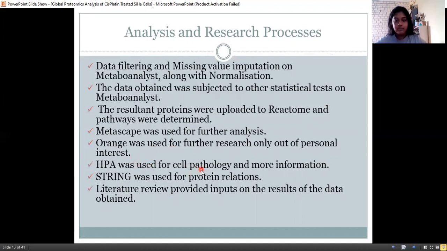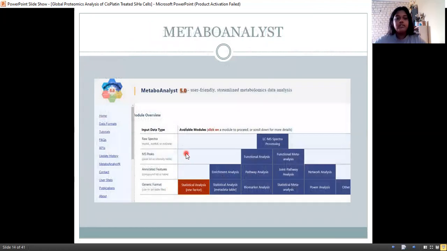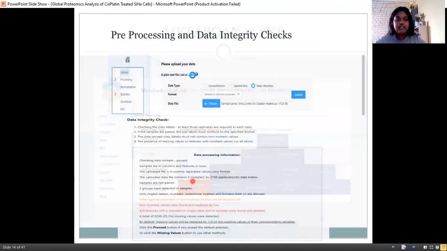HPA was actually used for cell pathology and more information to compare between different types of cancers and mostly the clinical parts. I also used STRING to check the protein relations that I could find. Then I did a literature review, obviously, so that I could provide inputs on the results of the data that I obtained.